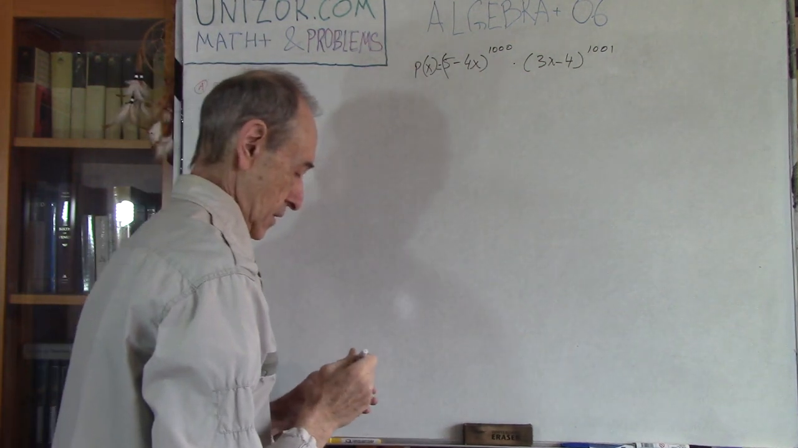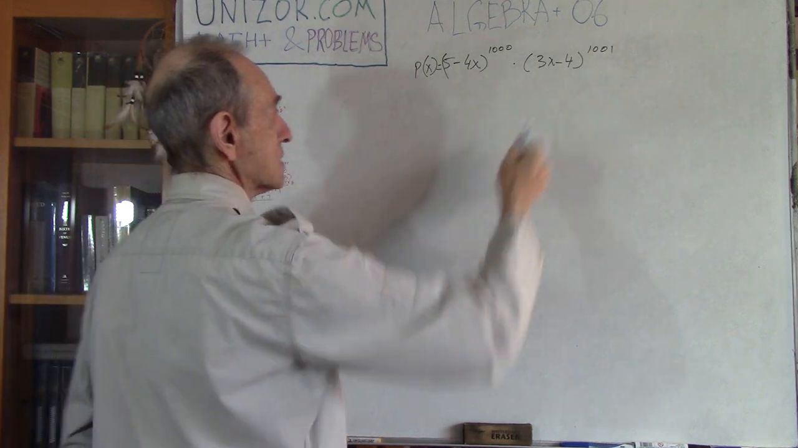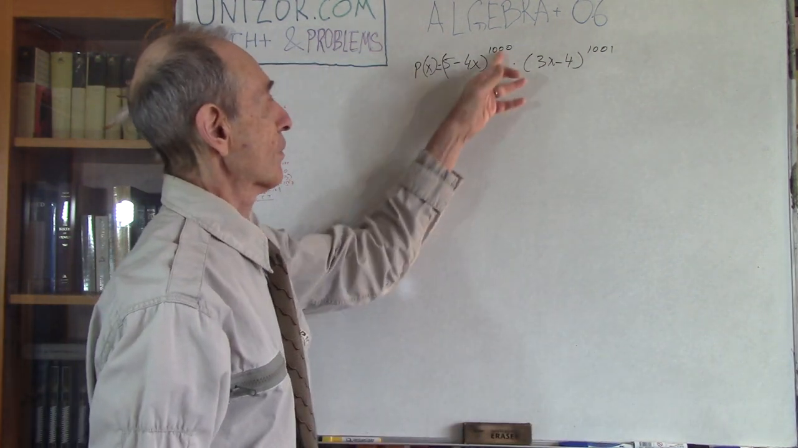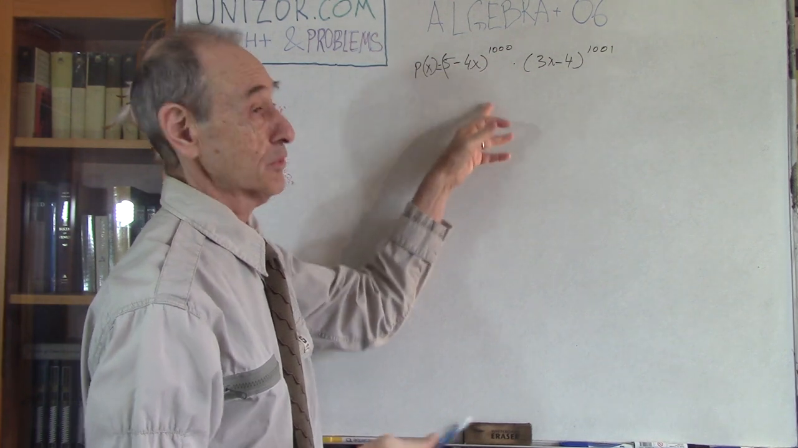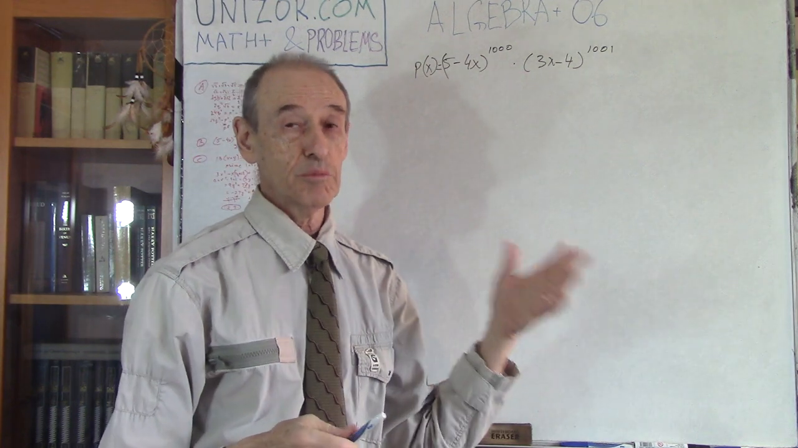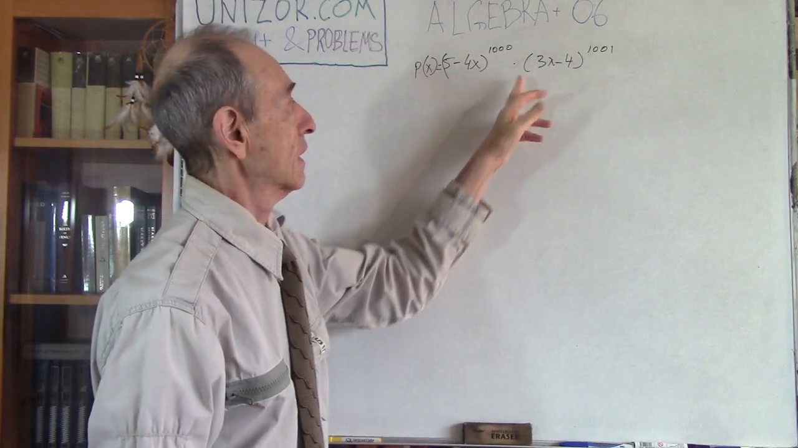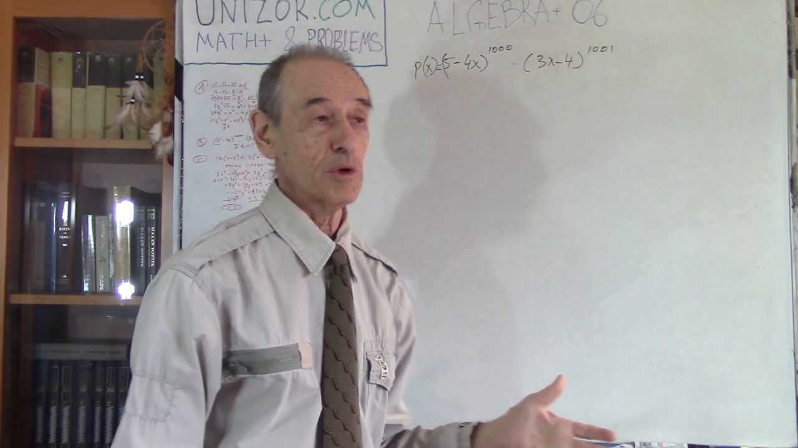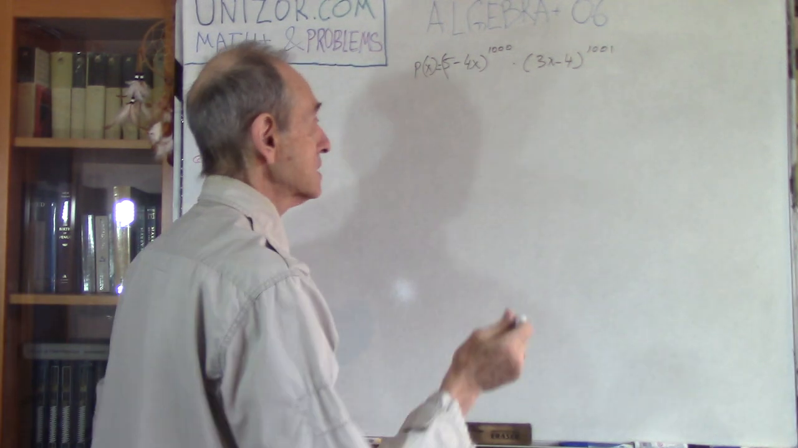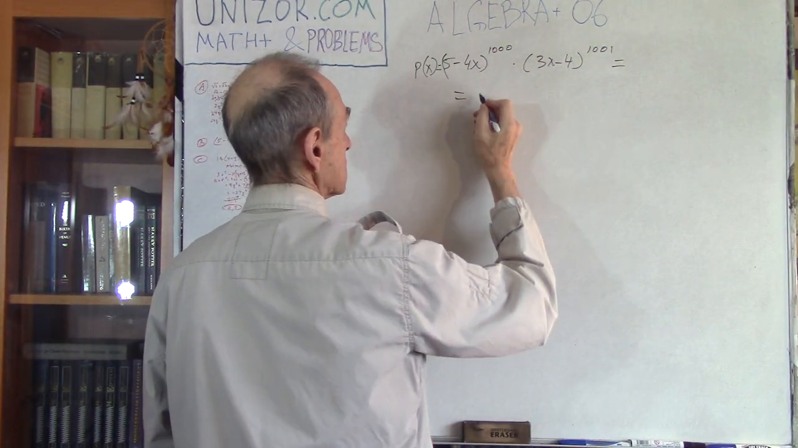Now, P of x is basically a polynomial. If you open the parentheses, if you raise 5 minus 4x into the power of 1000, you will have a polynomial. And this other factor will also be a polynomial. And then you multiply one by another, you will have another polynomial.